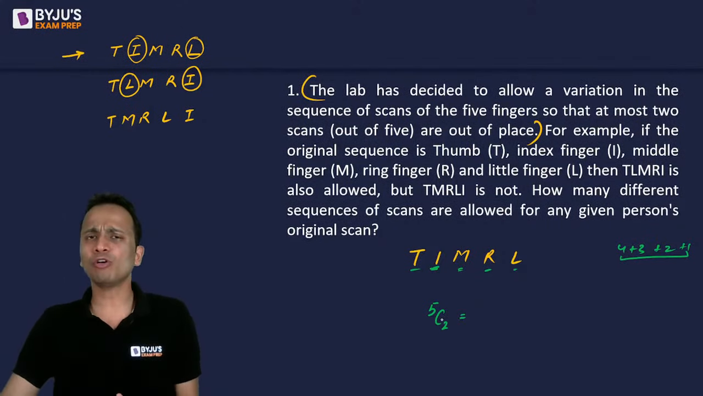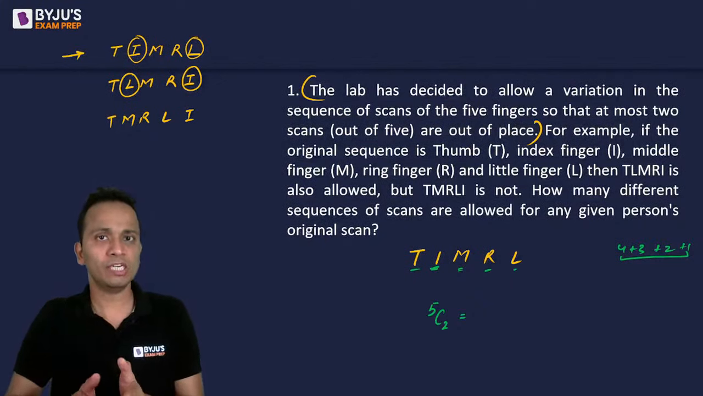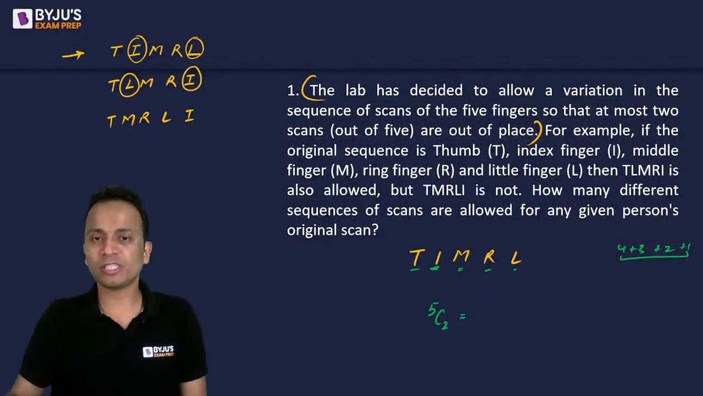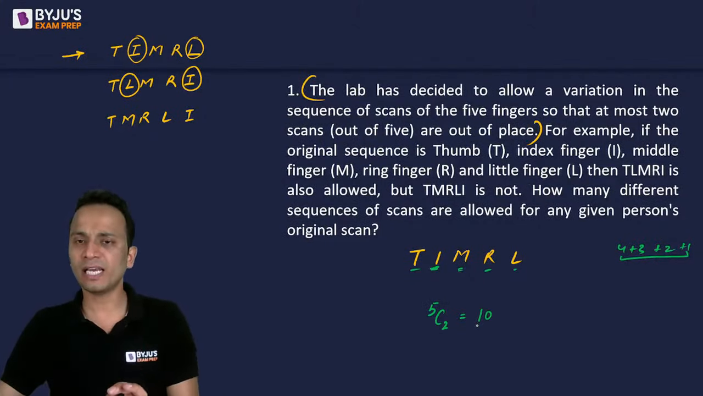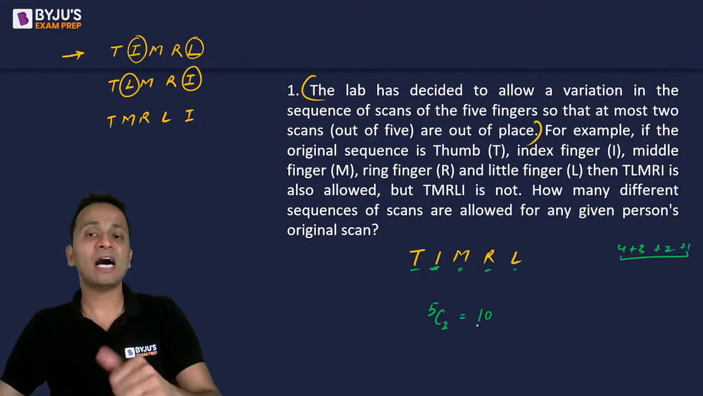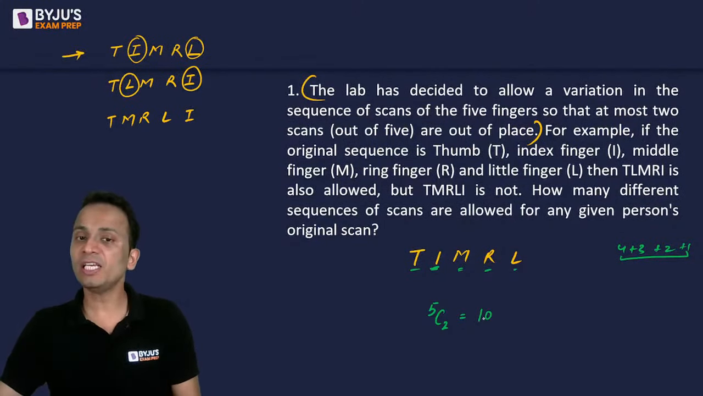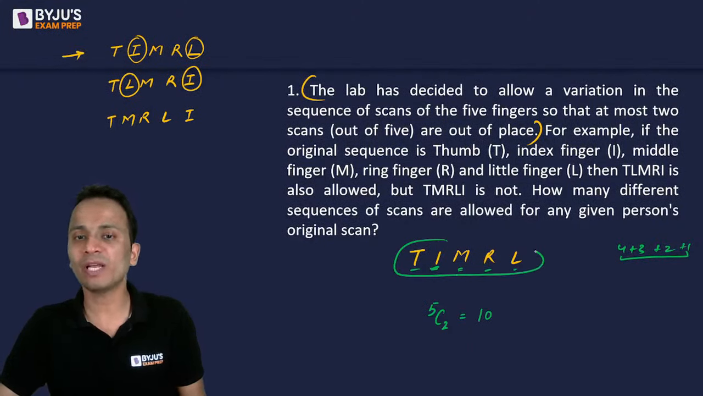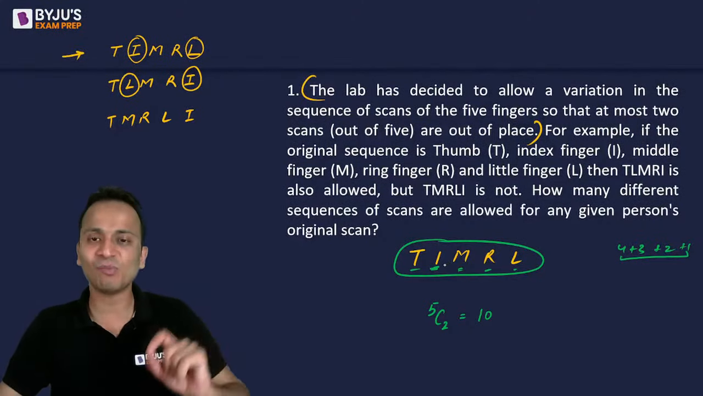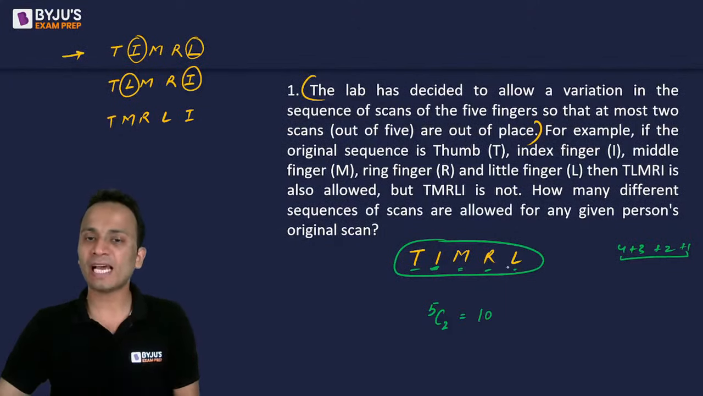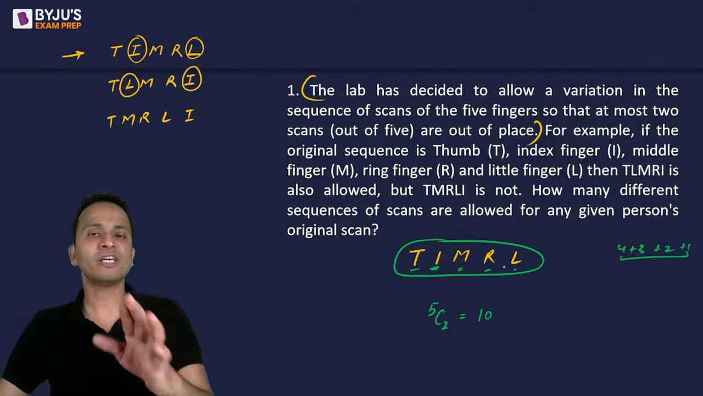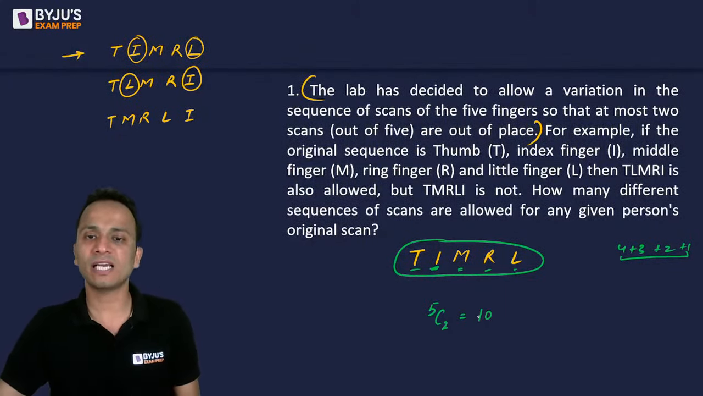Okay, but out of 5 you want to select 2 which can be interchanged. So this can be calculated in 5C2 ways. 5C2 का value कितना होता है? 10. Fine. So these 10 scans are allowed. Additionally, original scan जो था उसका वो भी तो allowed है ना. So this is one thing that some of you have not considered. अगर original scan TIMRL है, so obviously original scan तो allowed है. Other than that, there is a relaxation for these 10 scans.